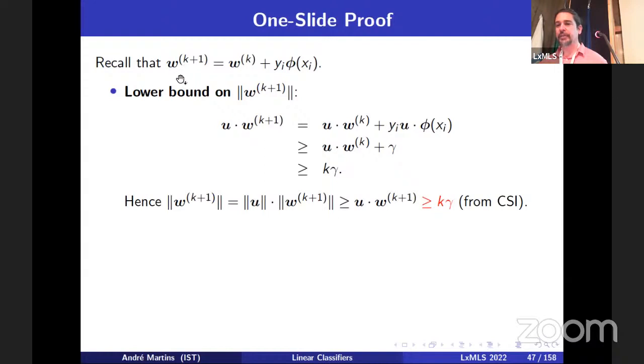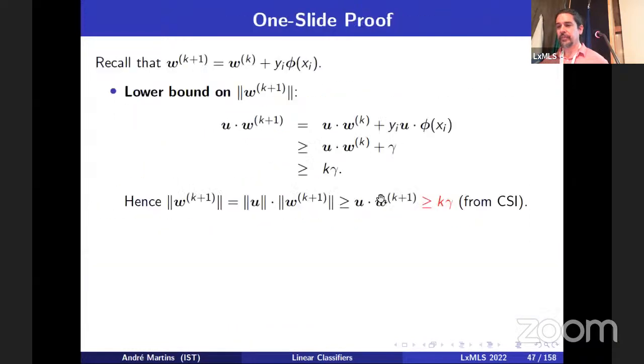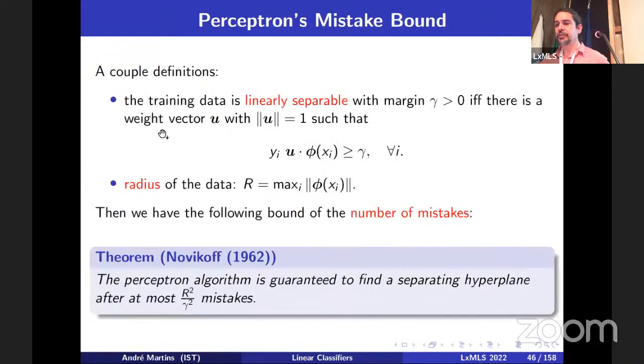So recall that the update that the perceptron does after committing a mistake updates the model parameters: W_{k+1} becomes W_k plus y_i times phi of x_i. This is basically this step here. Based on this update, we can come up with a lower bound for the norm of the weight vector after these updates. To do that, we write the dot product between U and W_{k+1}. U is this unit norm weight vector that is guaranteed to exist because we are assuming that the data is linearly separable with a margin of gamma. So there is some U that satisfies this.